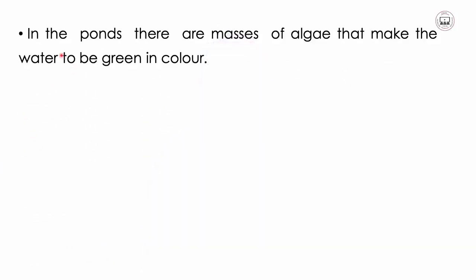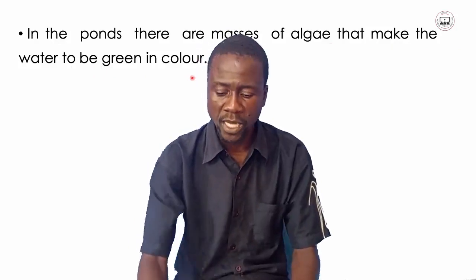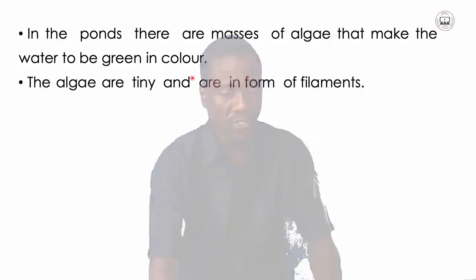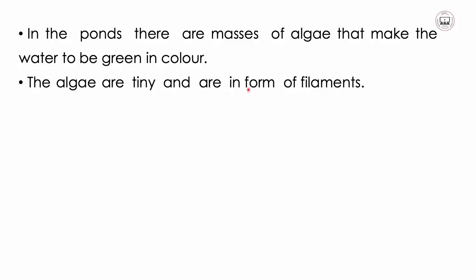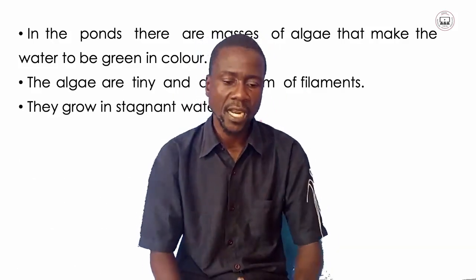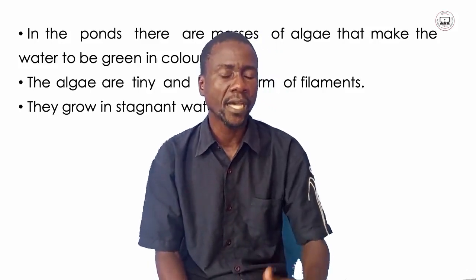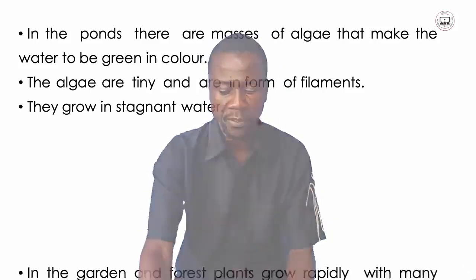So in the ponds, there is a mass of algae that makes the water green in color. You'll find that algae are very common in water which is not moving. The algae are tiny and in the form of filaments, and they grow in stagnant water. So these are some of the habitats of plants, whether flowering or non-flowering.